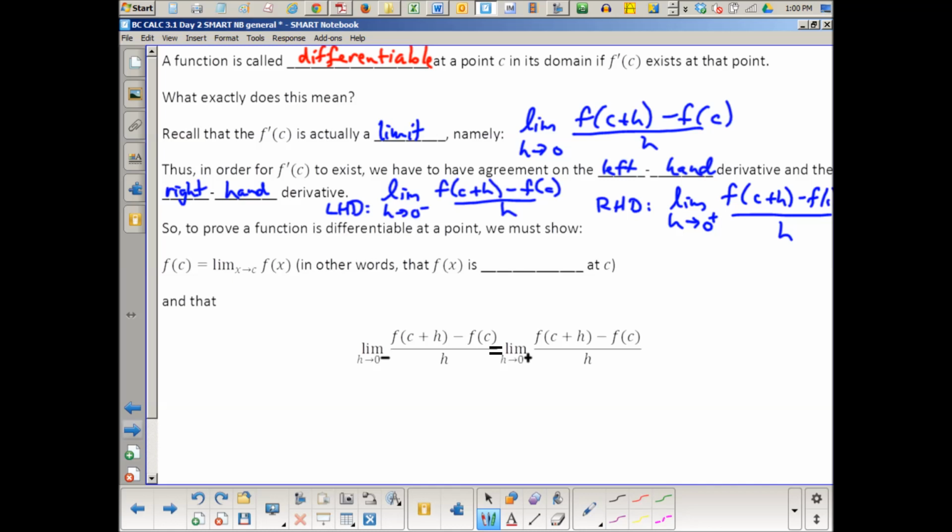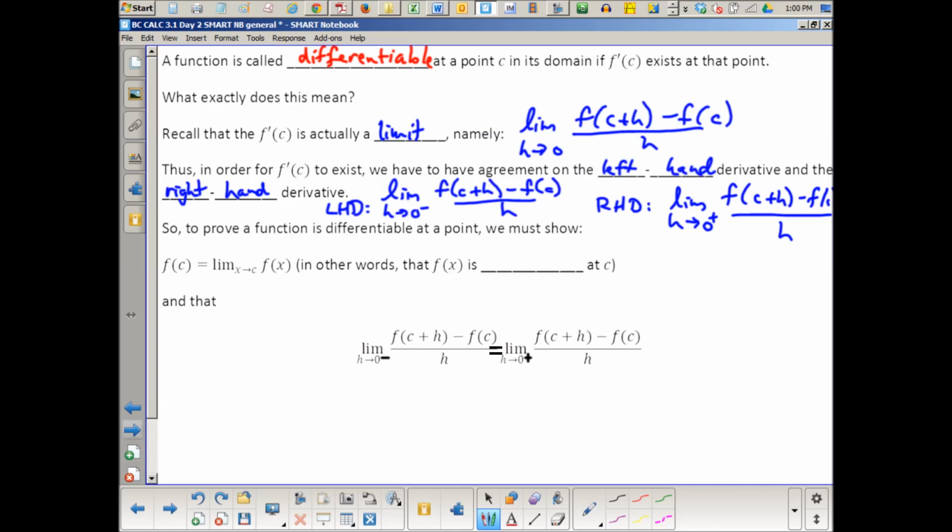They're exactly the same, except one is left limit, one is right limit. So someone says, hey, I want you to show me that the derivative is different on each side. What they're really asking you to do is find the limit left and limit right and show that they're not equal. That's what we're doing in a second.